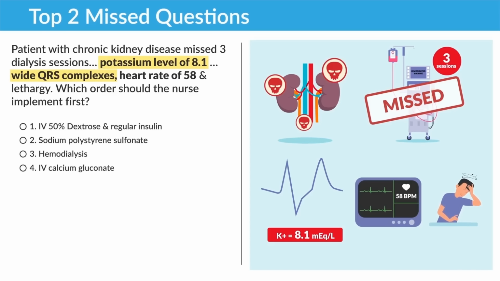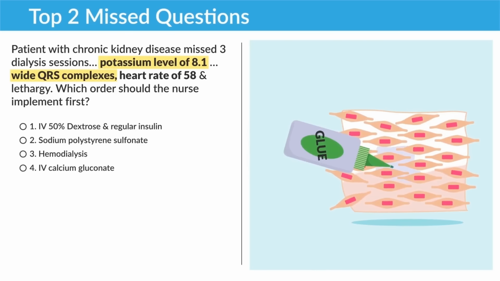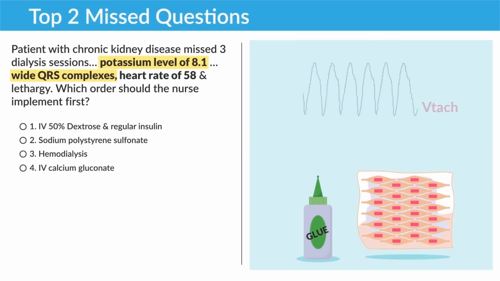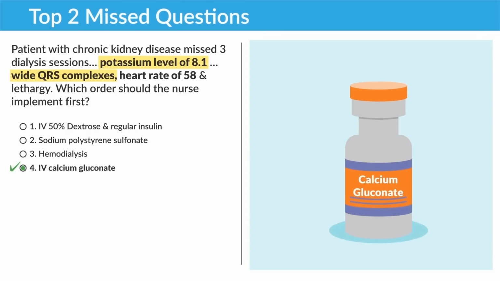So the key term here is high potassium with wide QRS complexes. That key term indicates dysrhythmias. So just think, you have to give calcium gluconate first to glue down those crazy heart muscles and prevent the progression into those deadly heart dysrhythmias. So option number 4, IV calcium gluconate, because the key term was about dysrhythmias and high potassium.